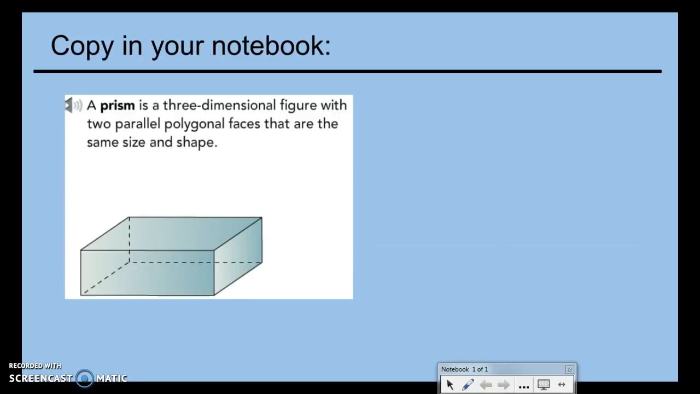Alright, so you need to kind of know what a prism is. A prism is a three-dimensional figure with 2 parallel polygonal faces of the same size and shape.